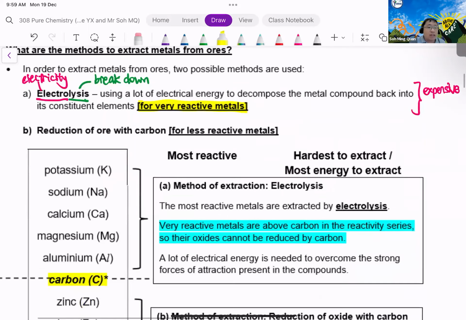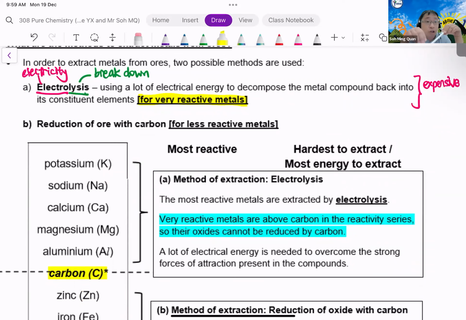Now, for the less reactive metals, we can just reduce their ores with carbon. Now, this is a reaction we have learned in part 2 of the metals notes. You have learned that certain metal oxides can be reduced by carbon. Okay, so let's see and let's revise.